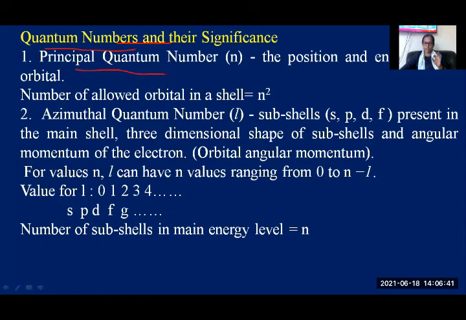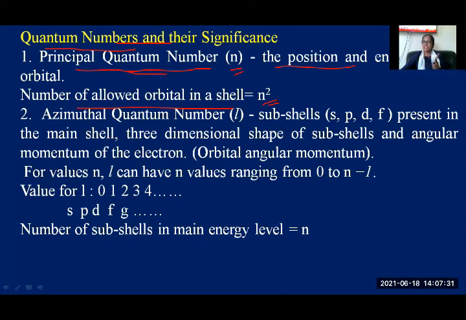The first quantum number is the principal quantum number, designated as small n. It tells the position and energy of the orbital, the main energy level of that electron. The number of allowed orbitals in a shell will be n square. In the first shell the value of n is 1, and the number of allowed orbitals is 1 square, which is 1.